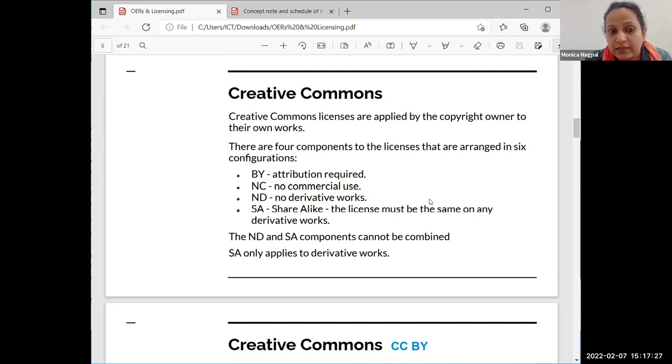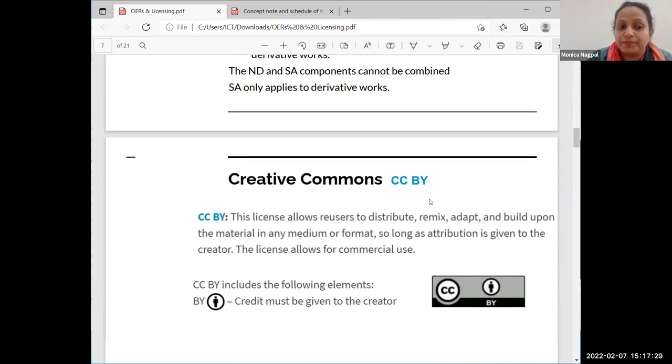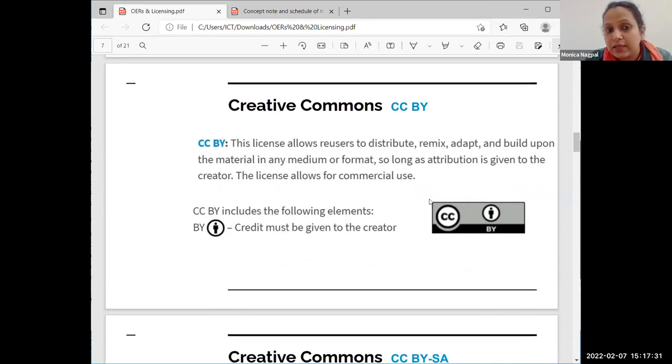It gives us six licenses when we join them together. The first is CC BY, which we discussed. BY means we are giving attribution. And what all does it allow? This license allows the reuser who is using it to distribute, that means make copies, remix, that means make changes, adapt, again changes, and build upon the material.